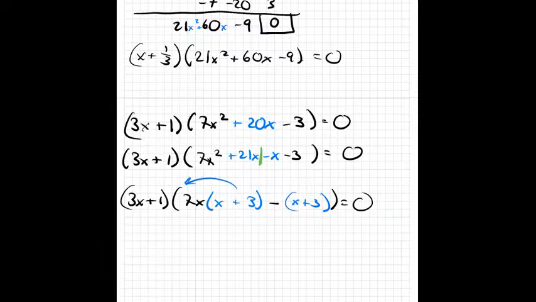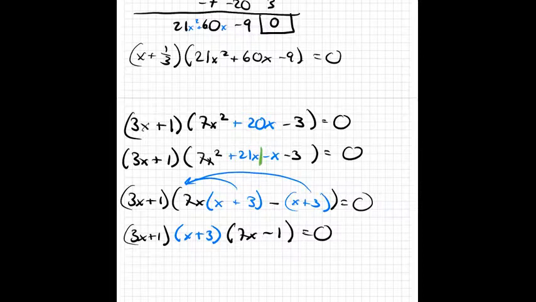We're going to have 3x plus 1, we have this x plus 3, and we have this 7x minus 1. So then we see that the zeros, we get a negative 1/3, negative 3, and 1/7. Okay.